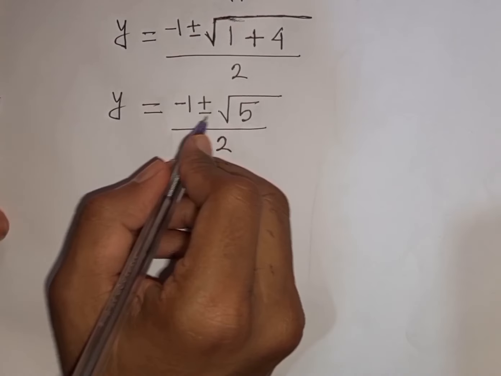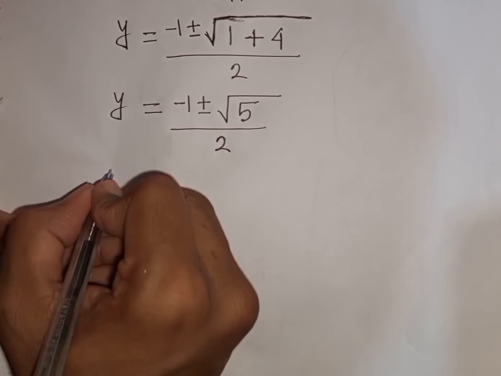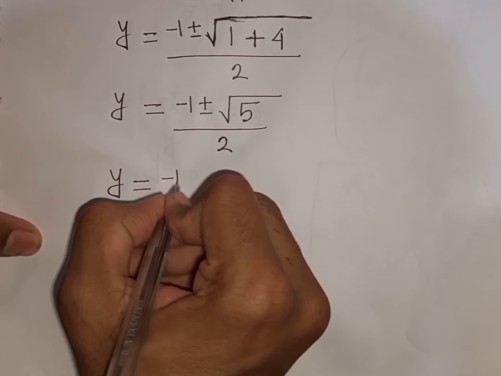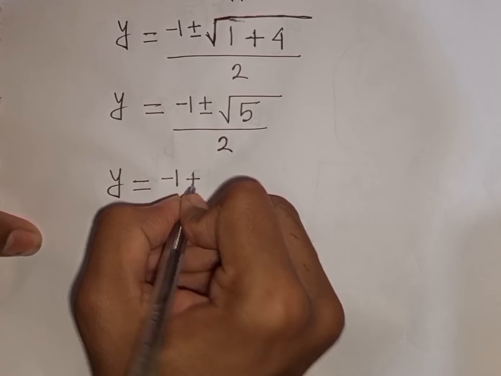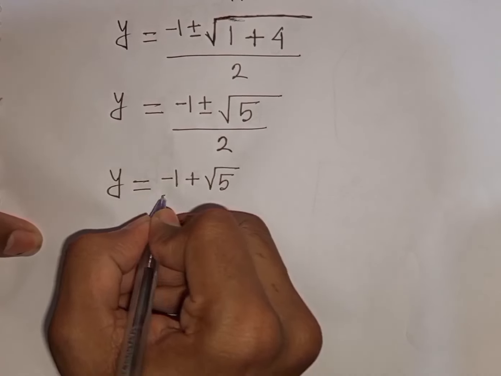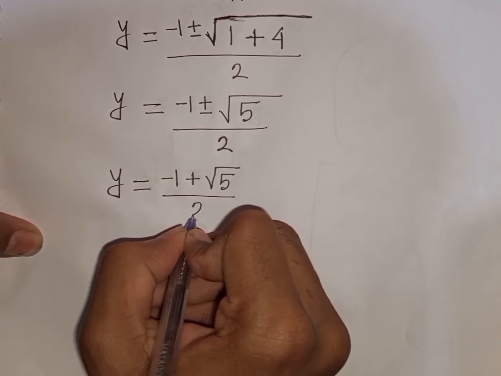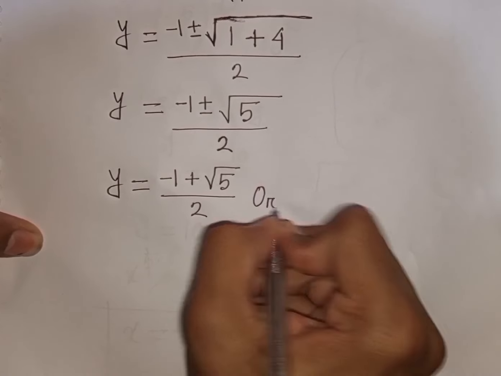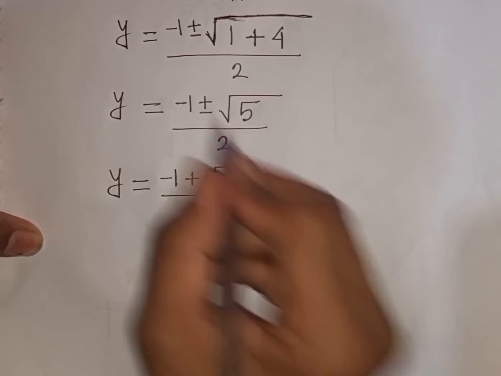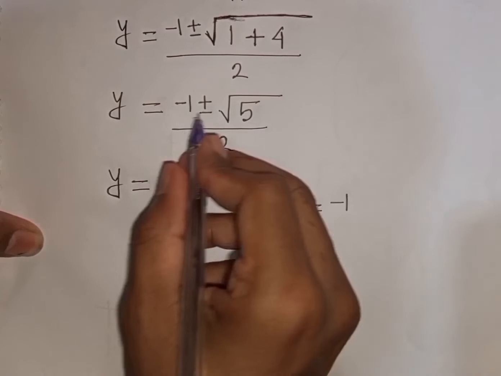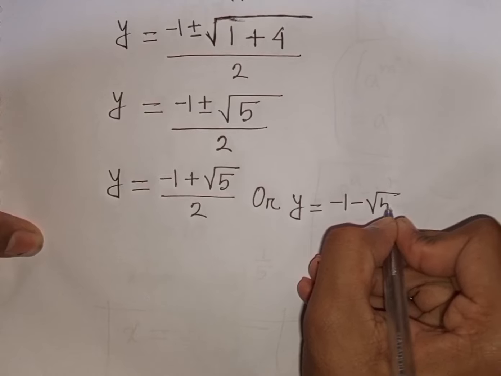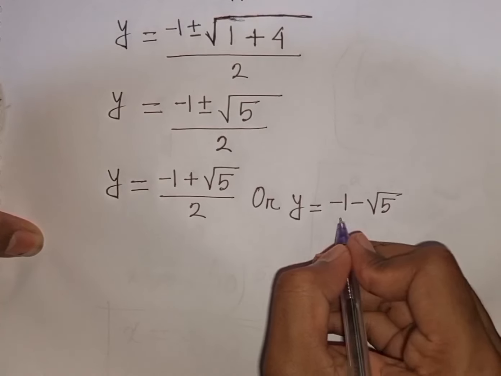Now we see here two cases. So you can write y will be equal to minus 1 plus square root of 5 divided by 2, or y will be equal to minus 1 minus square root of 5 divided by 2.